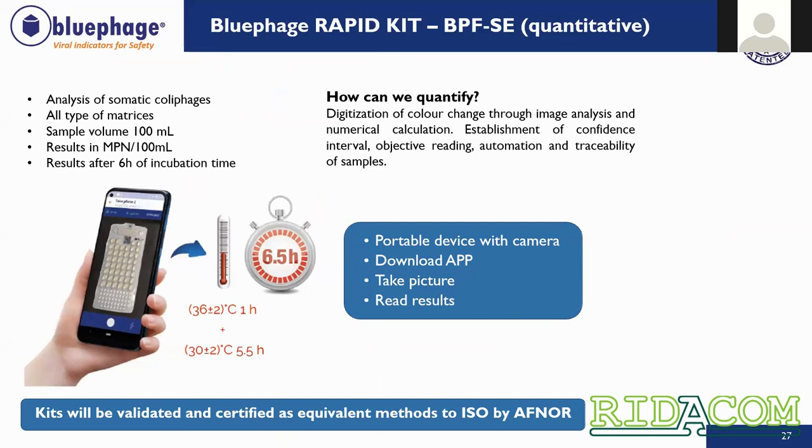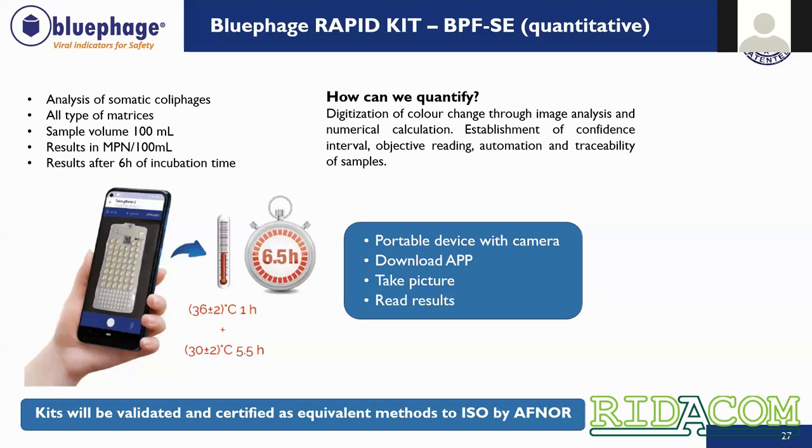We are also analyzing a 100 milliliter sample volume, but one of the main advantages of this kit is that you can use wastewater or potable water. So you have just one kit, one methodology for all types of water. If you are going to use it with wastewater, you will need to dilute. You will need to put 1 mL in 100, for example.